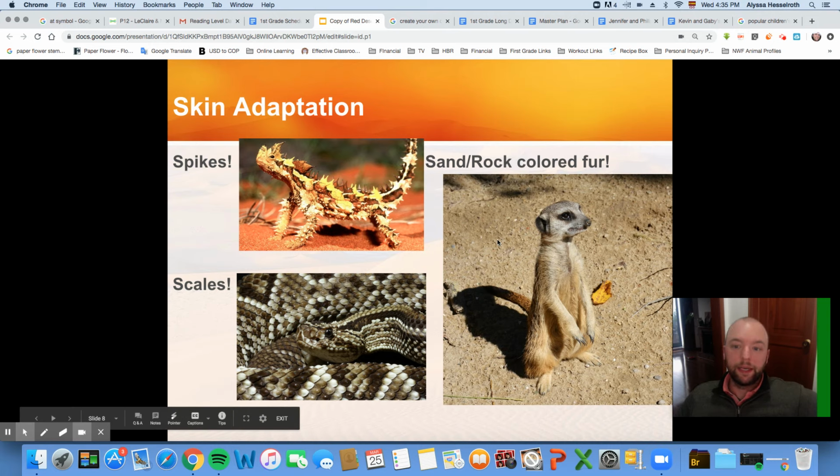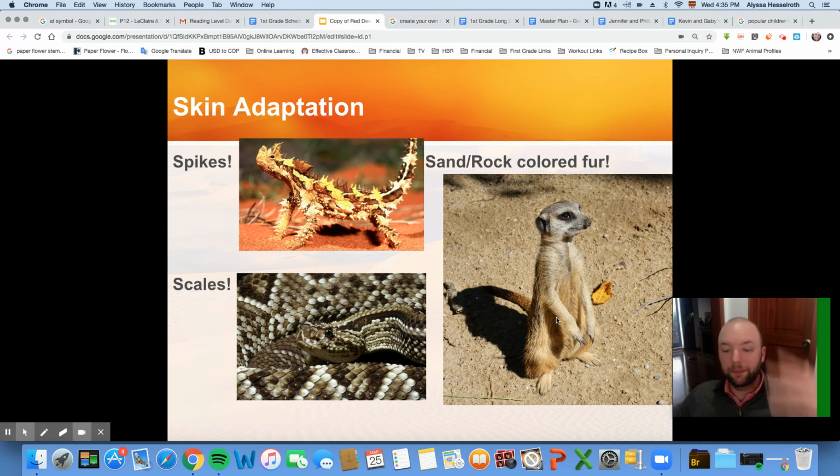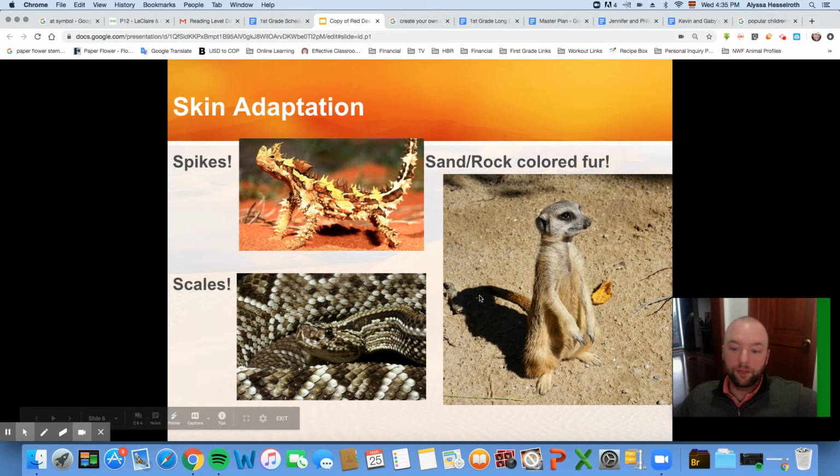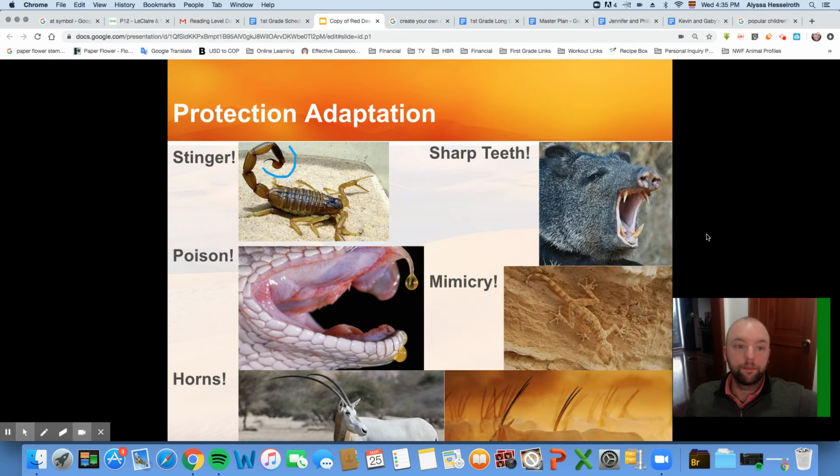And the next way is mammals that live in the desert. And as you can see through this animal here, this animal is completely covered in fur that blends right in with the dirt that is around it. And so that helps them camouflage and blend in, so the predators can't find them.